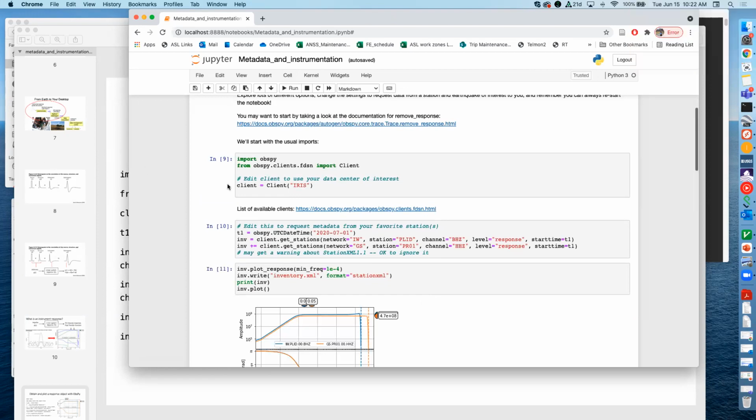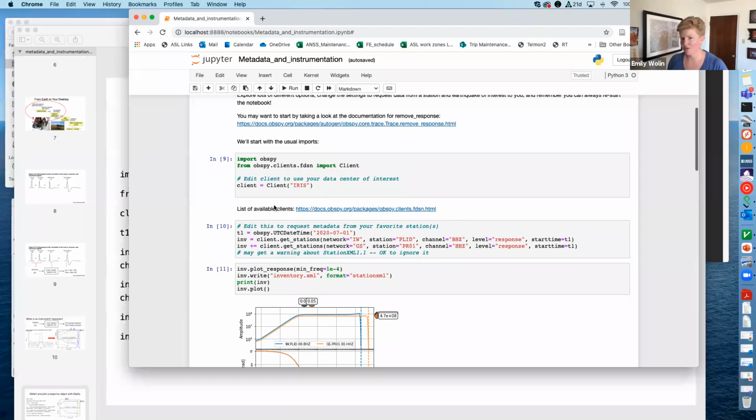So it looks like there is a question. I don't know if you can see that question, Emily: can we use this code for our data without the client command? Okay, yeah, good question. So if you have a local copy of your metadata, as a response or a dataless or an XML, yes, you can do that. ObsPy has a module called read_inventory. If you have a local copy of it, you can just read that in using that command.